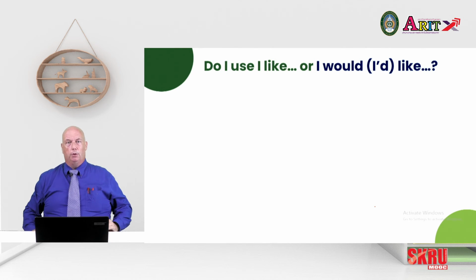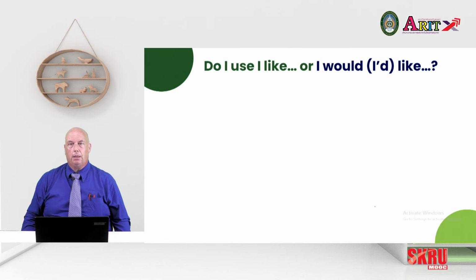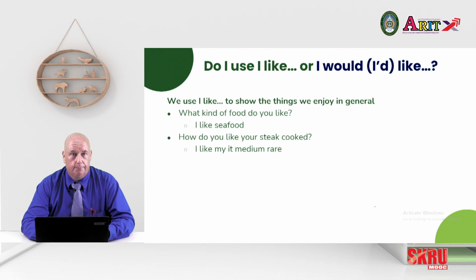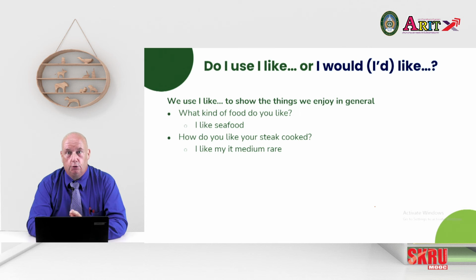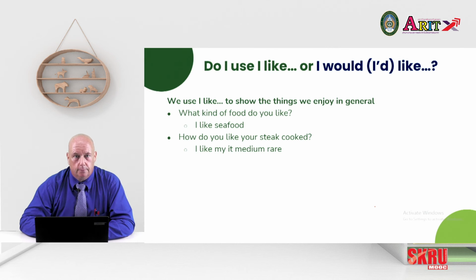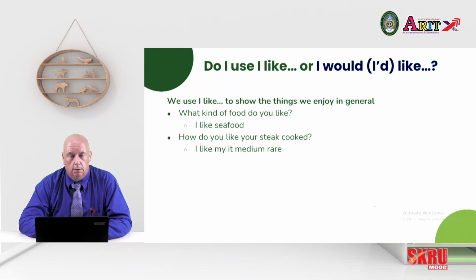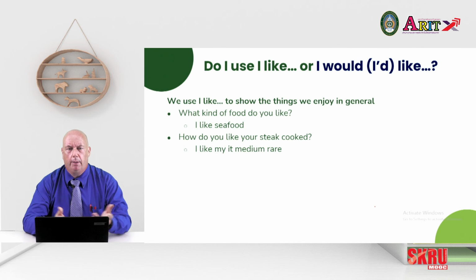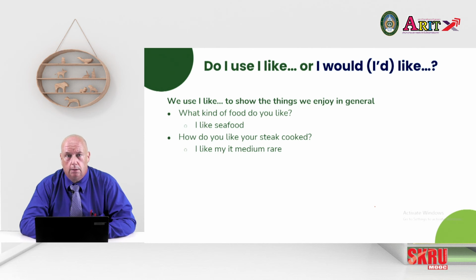The next point we want to take a quick look at is how to use I like or I would like. This is a common mistake I've seen my students making. The basic difference is we use I like to show things we enjoy in general. What kind of food do you like? I like seafood. I like spicy food. Not right now. I'm not having seafood. I don't want seafood. I'm making a video. But I do like seafood, just in general.